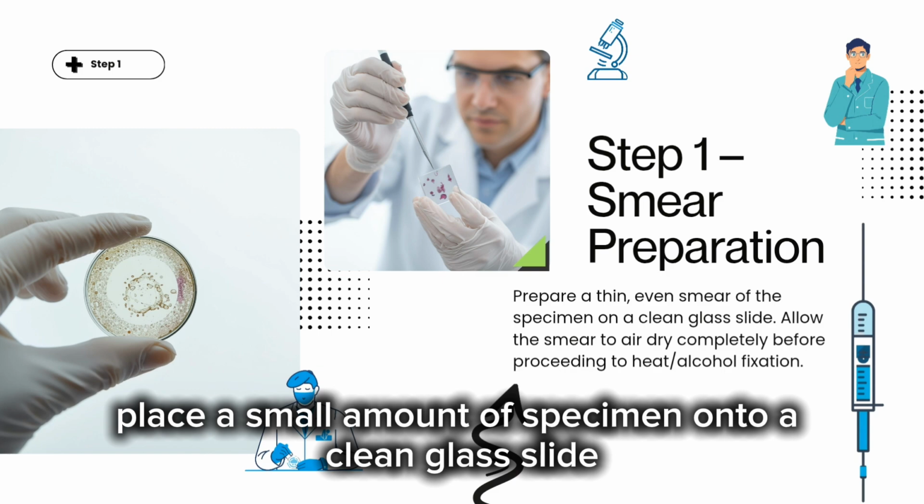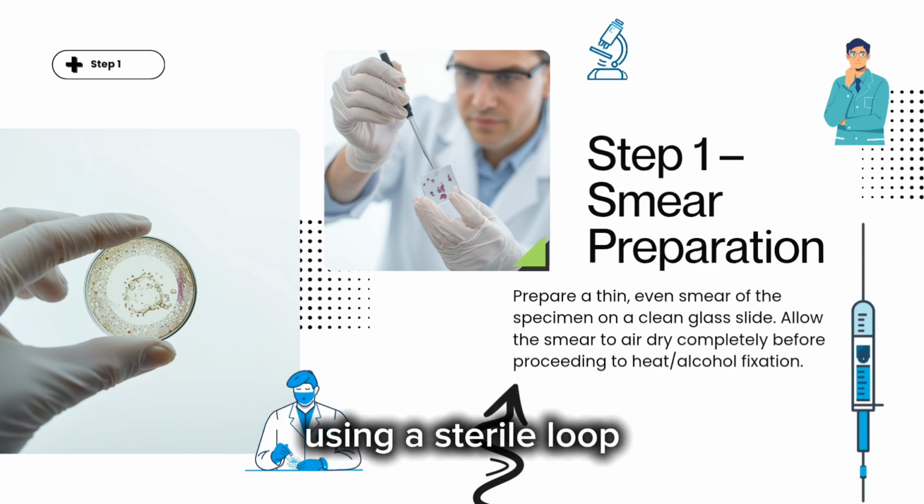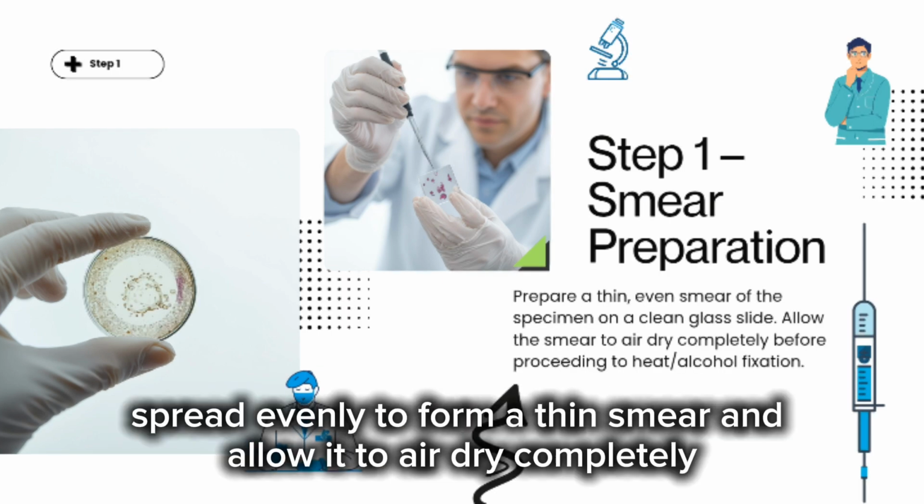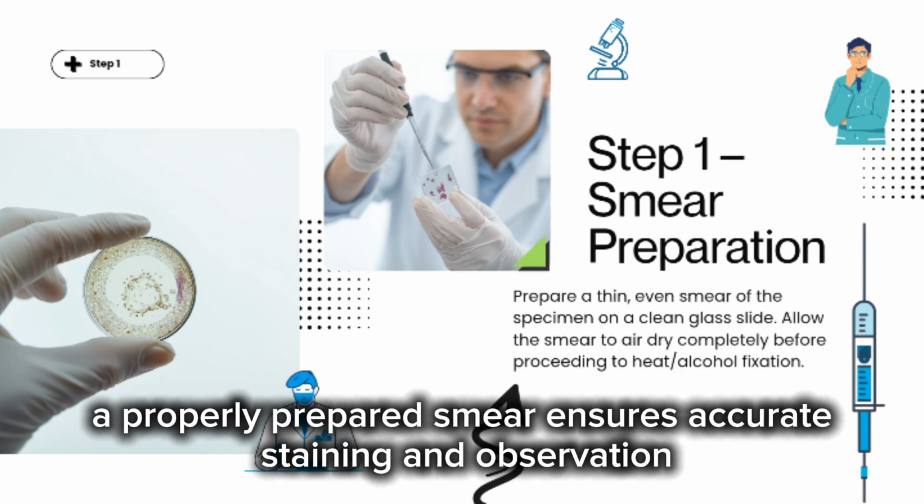Place a small amount of specimen onto a clean glass slide using a sterile loop. Spread evenly to form a thin smear and allow it to air dry completely. A properly prepared smear ensures accurate staining and observation.